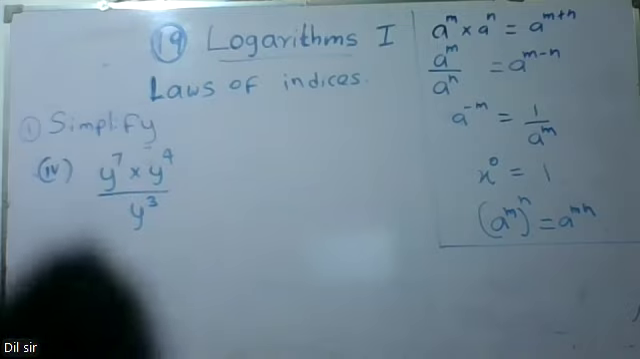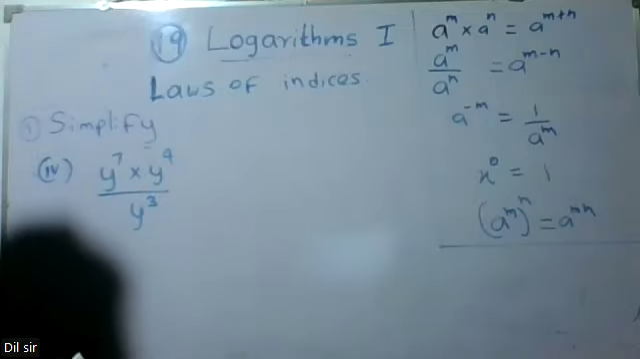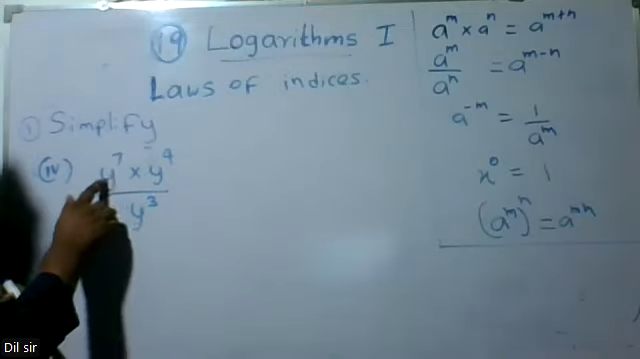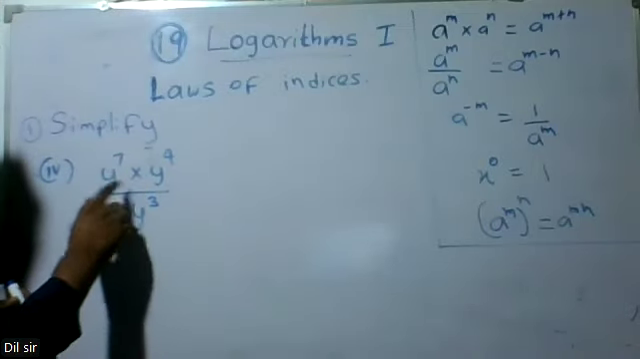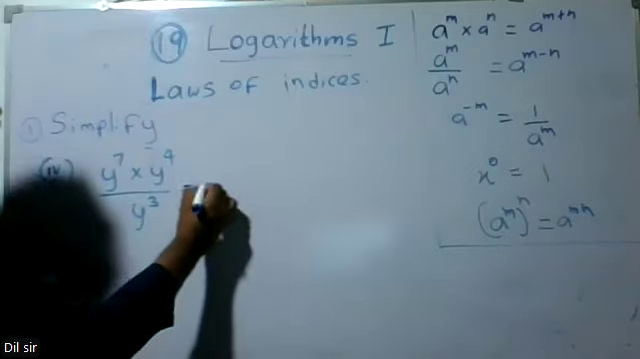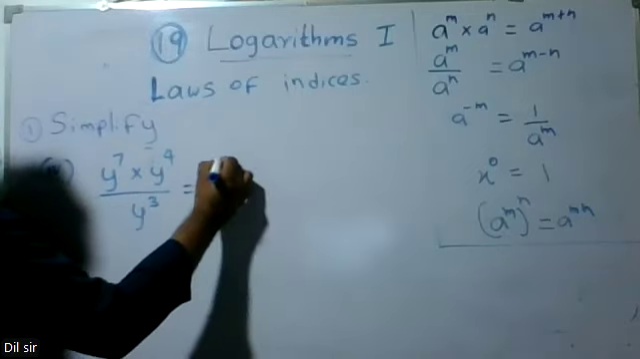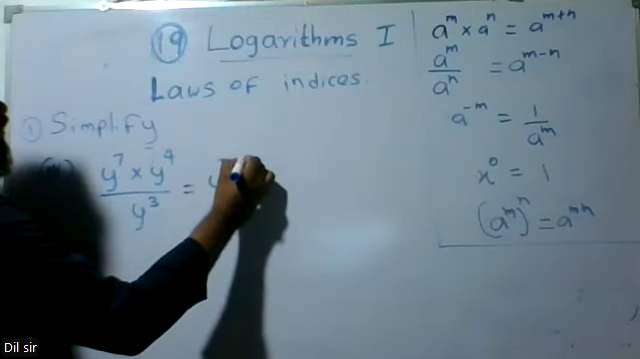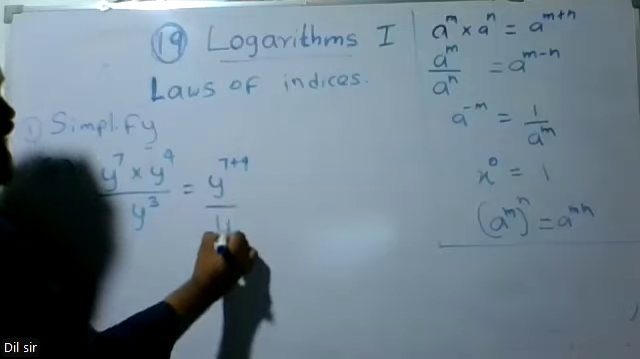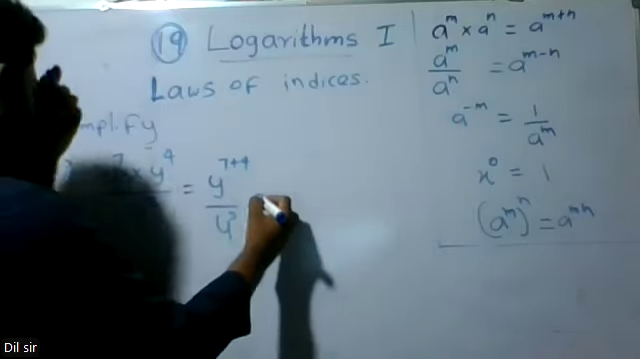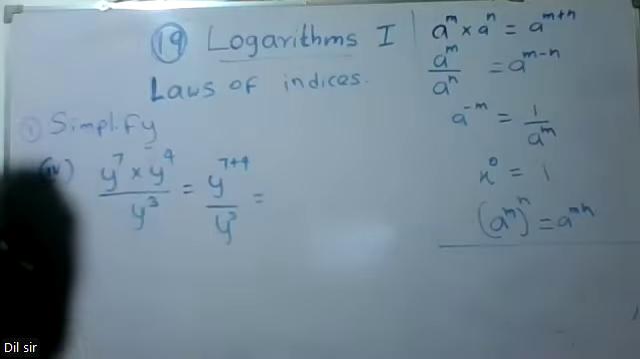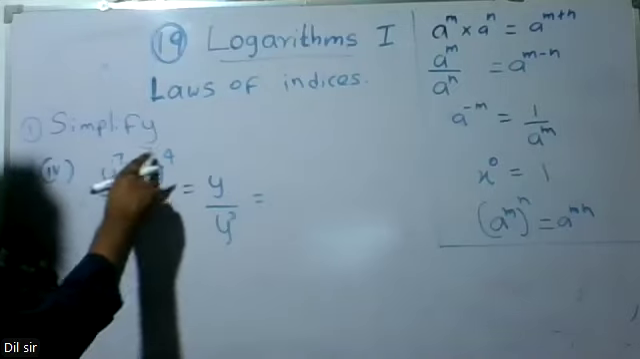Alright, let's check the numerator. Look, son, the numerator is a product of y and y, the same base multiplication. So we can add the two powers: y to the power 7 plus 4, over y to the power 3. I'll put it directly: 7 plus 4.